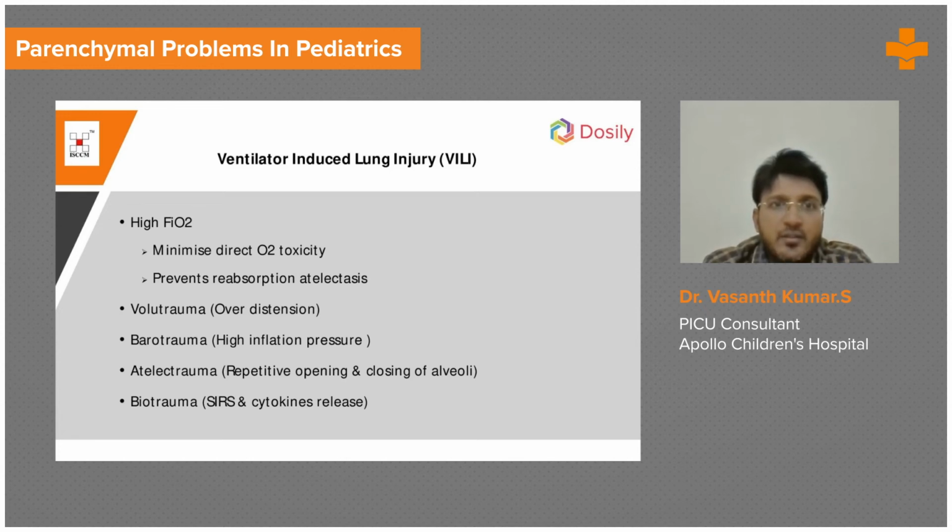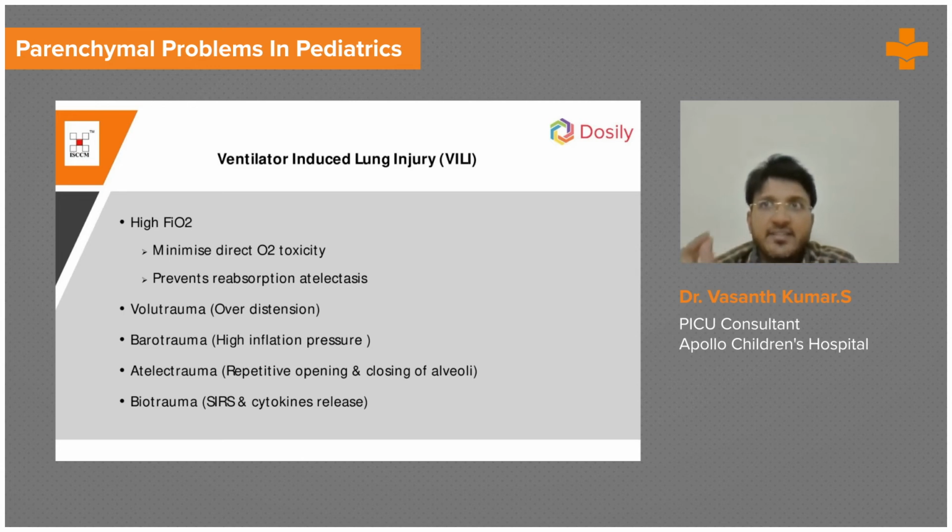So what are the factors which will precipitate VILI? We are keen to see higher FiO2. I mean, we always want higher saturations. But in ARDS, for severe ARDS, your target saturation is only 88 to 92. For mild to moderate, it's 92 to 97. You're happy with 88 saturation. We don't want 100 saturation at all.